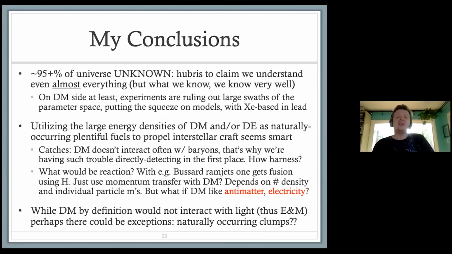So my second conclusion is, if we have all this dark matter and/or dark energy out there, these are naturally occurring, potentially plentiful propellants for interstellar craft where you don't have to take your propellant with you. And you don't even need to do space-time metric engineering necessarily. In the case of dark matter, you could use it, quote unquote, the old-fashioned way as a propellant, using completely known physics.